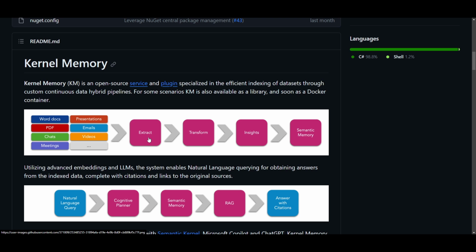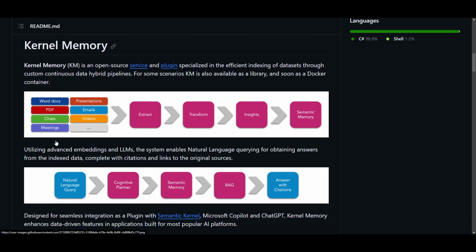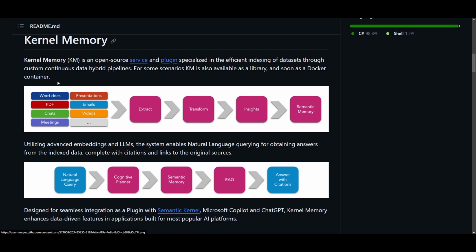In today's video, we're going to take a look at Semantic Memory, also known as Kernel Memory. It's an open source and plugin-dedicated system that is streamlined to help index datasets through custom continuous data hybrid pipelines. This is something that we can see in this image over here. You're able to input various different data sources, whether it's Word docs, PDFs, chats, meetings, videos, emails, presentations, and so forth. It is then sent to the system pipeline, which extracts the data, transforms it, and generates insights based off the data sources, and then it is saved as a semantic memory. It can then retrieve and have unlimited memory based off this whole loop.